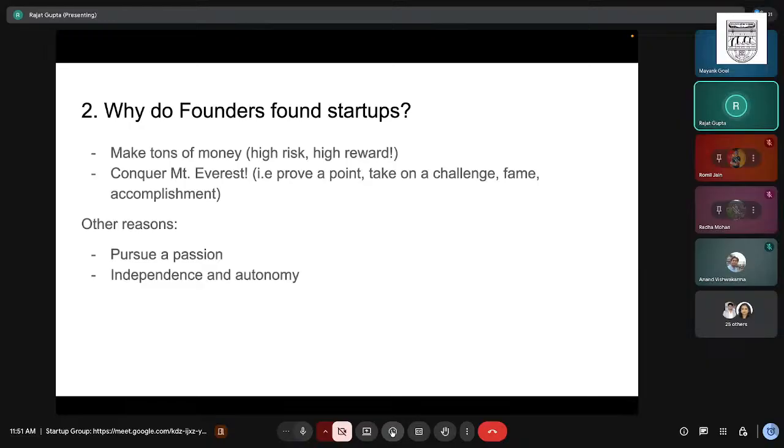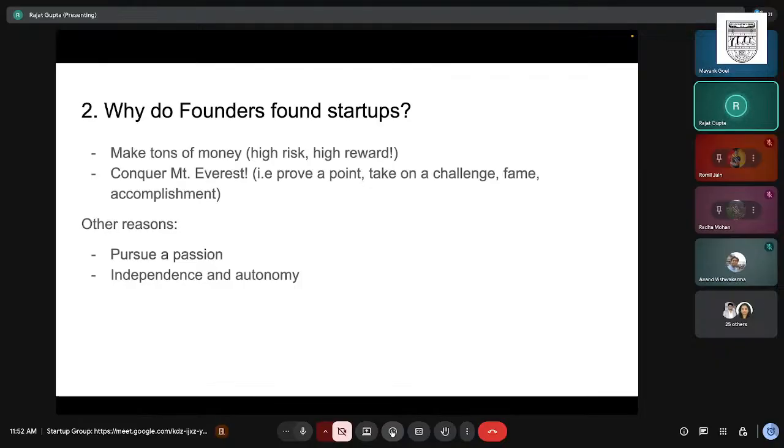So the first reason is you just want to make tons of money. It is a very, very high risk, right? Most startups will fail and you will not make any money at all. Then a very, very small percentage of startups will make some money, and a very, very minuscule percentage of startups will make tons of money, right? But that is the motivation, that, hey, let me just go and become an Elon Musk and make tons of money.